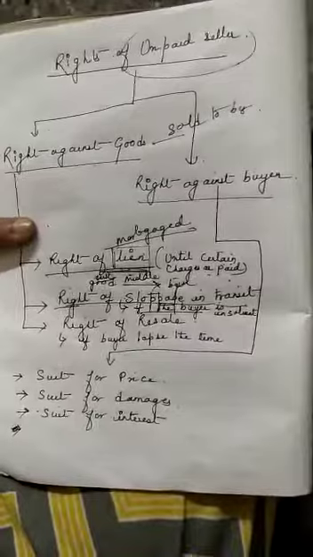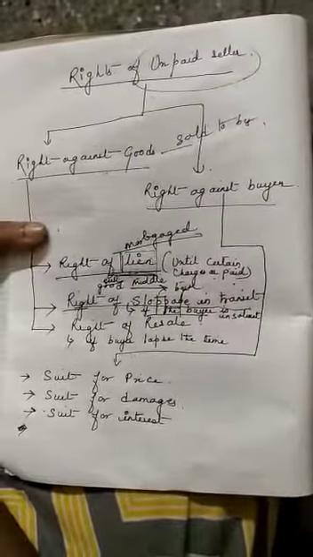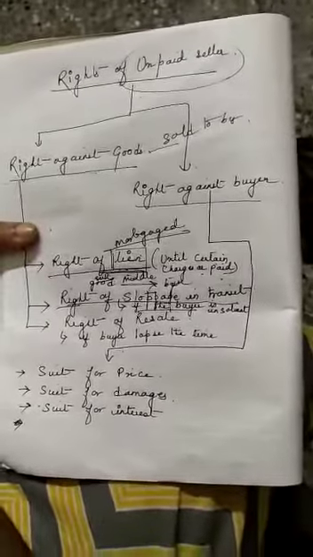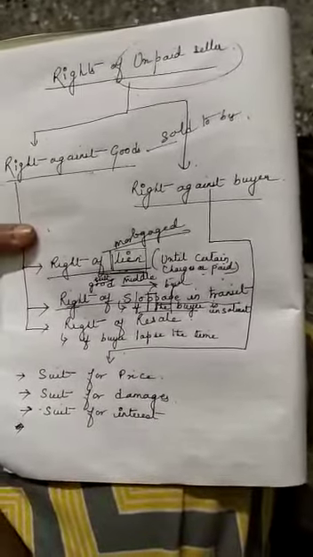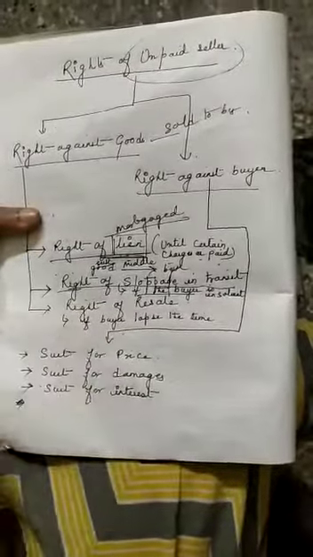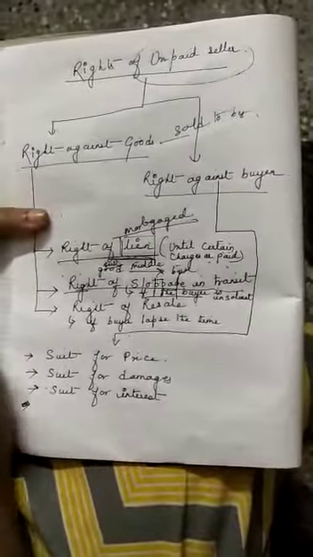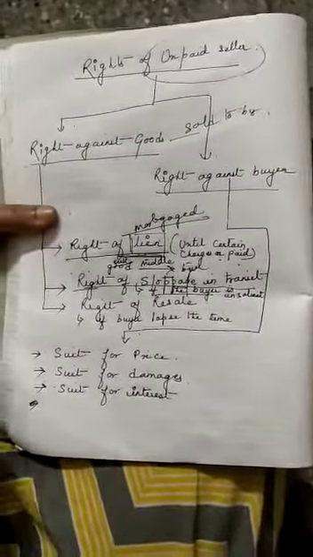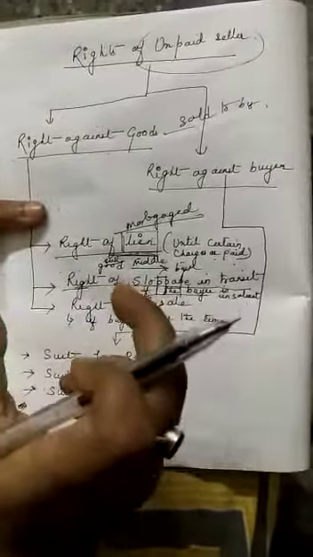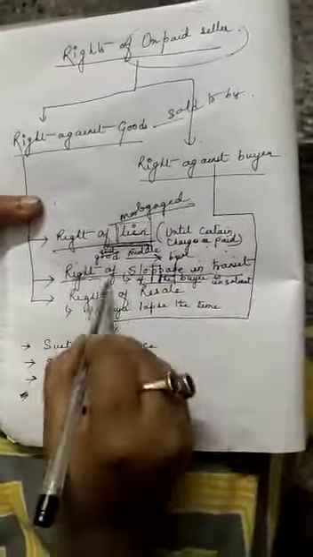So if the seller finds the buyer is not willing to pay him for the goods, if the buyer becomes insolvent, if the buyer becomes uninterested in the goods sold, he has the right to stop the goods in transit. That means while the goods are going from seller to buyer, if he finds the dealing with the buyer unsatisfactory, he has the right to stop the transit of the goods.